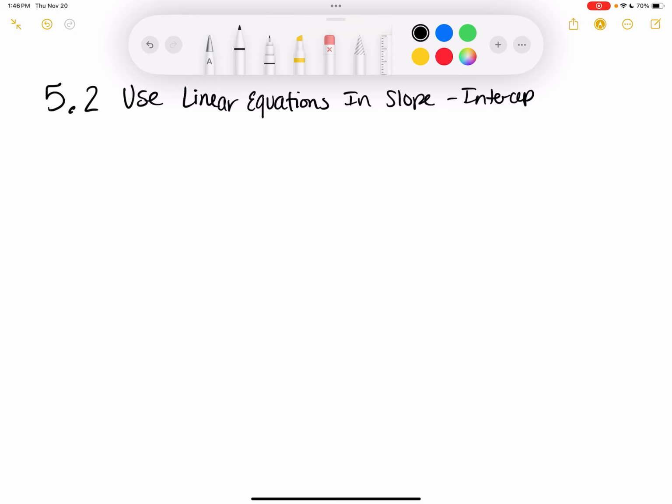Is this one going to be hard like last time? It might be a little harder.